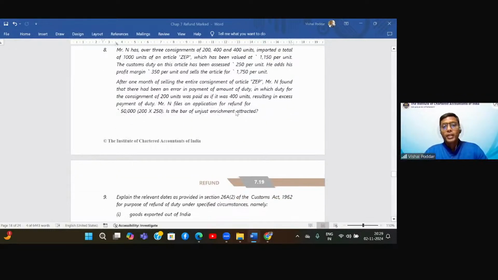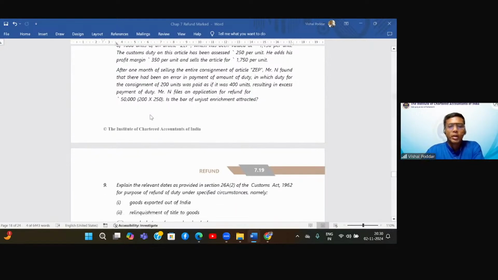Now, Mr. N files an application for refund. So you are now filing application for refund of this double payment. So 50,000, how you have calculated on 200 units, the 250, which you have paid double. You should have paid 250, you have actually paid 500 because you have paid for 400 units instead of 200. So whatever you have paid extra for the 200 units, you are asking for refund.